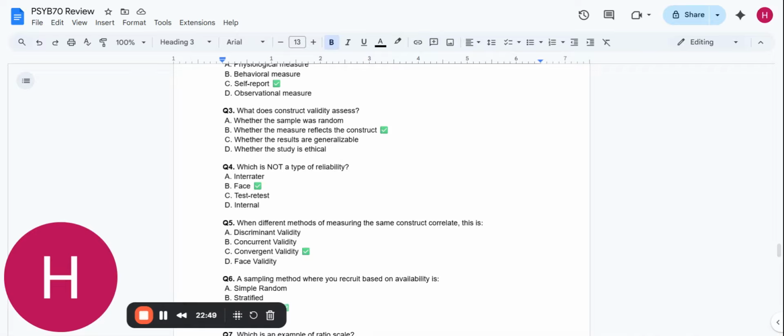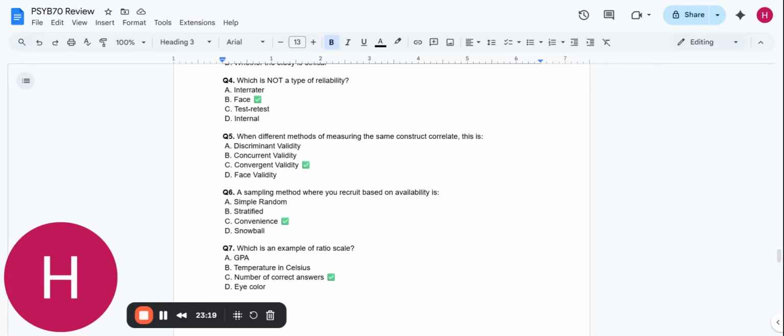As we covered before, number A is about the sampling, like whether the sample was random. So that's more about sampling bias or sampling methods. Number C, whether the results are generalizable, focuses on external validity because it's about whether we can generalize the results to the general population or to other settings. And number D is whether the study is ethical. That's a different concern and it's not related to construct validity.